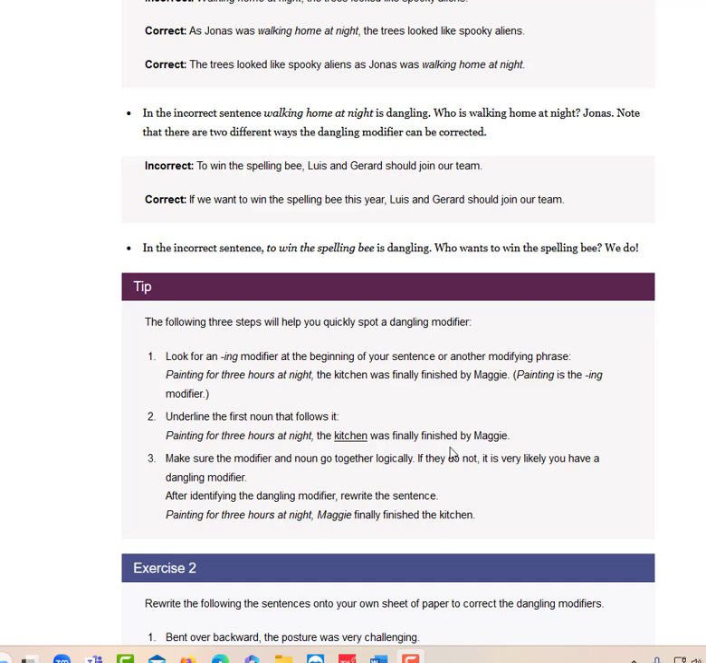Make sure the modifier and noun go logically together. If they do not, it is very likely you have a dangling modifier. After identifying the dangling modifier, rewrite the sentence. Painting for 3 hours at night, Maggie finally finished the kitchen.